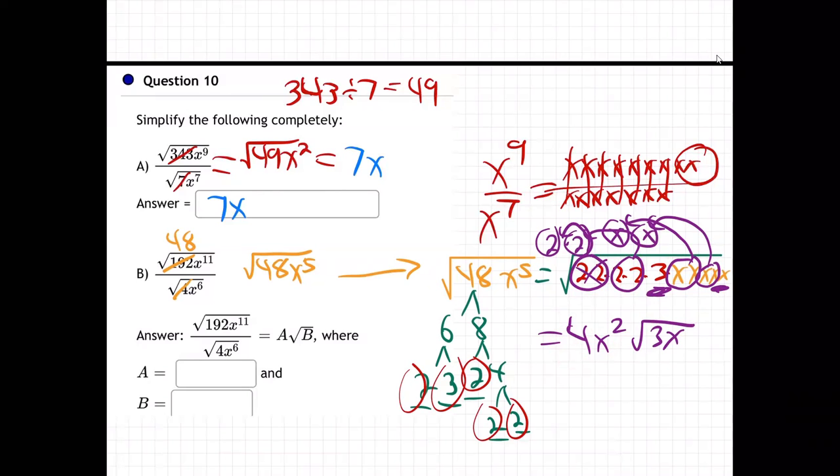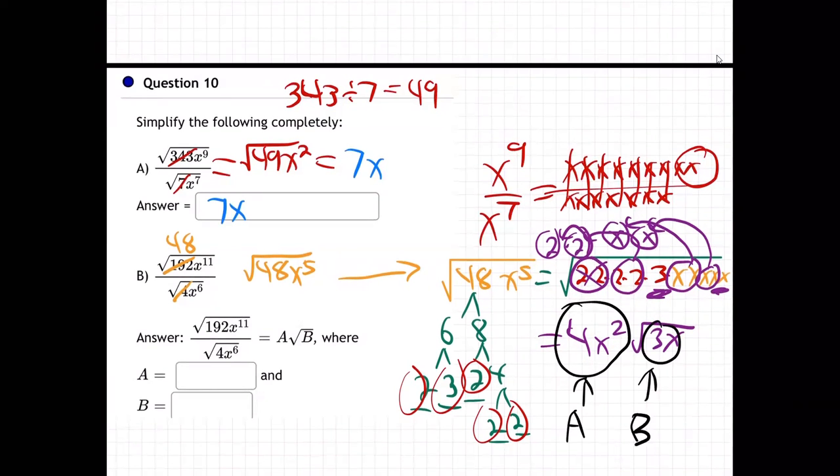And so this right here is our A. They want A and B. So this is our A on the outside, this is our B on the inside. So they want us to say 4x squared for the A and 3x for the B, the outside, the inside. And there we go.